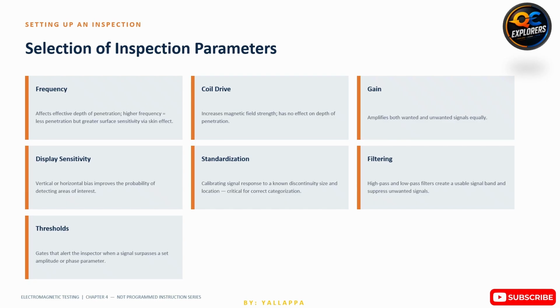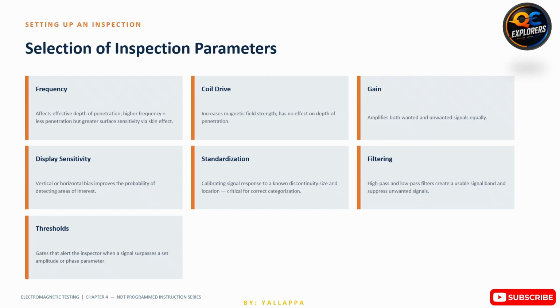The second parameter is coil drive. Coil drive controls the strength of the alternating magnetic field generated by the probe. Increasing the coil drive strengthens the magnetic field and improves signal strength, but it does not increase penetration depth. This is a common misconception among new inspectors.